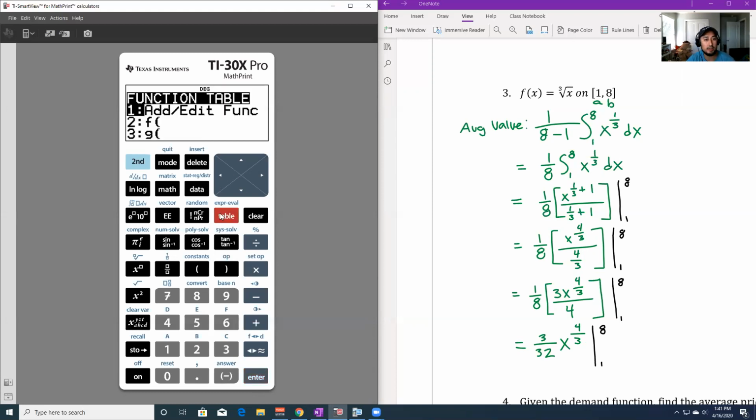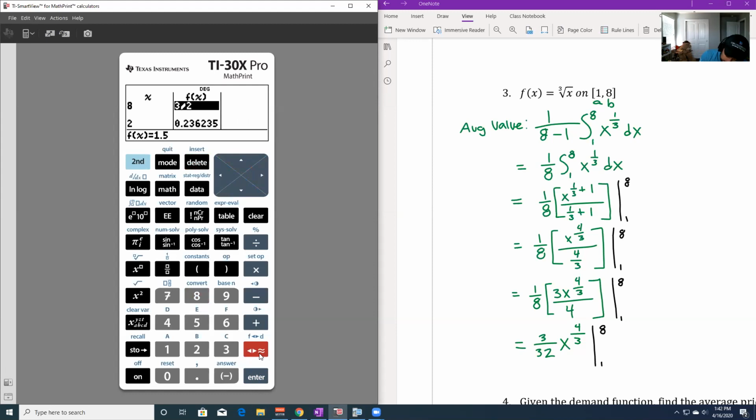All right, so let's say you're using your table. I'll show it again, why not? It's not long. So 3/32 x to the fraction 4/3. 3/32 x to the 4/3. Enter, enter, enter, enter, enter, enter. Type in 8. Delete everything that's there if you need to. Type in 8, and I get 3/2. 3/2 or 1.5.